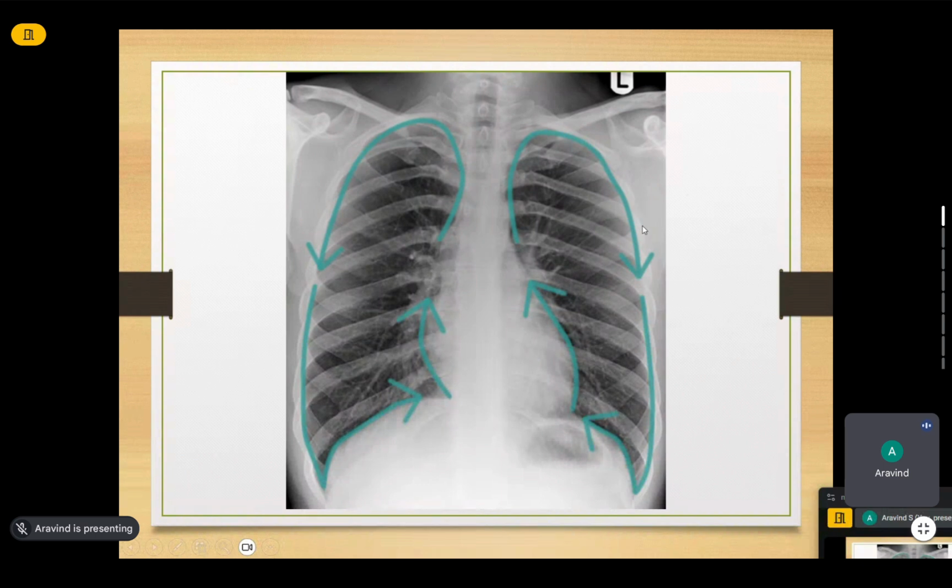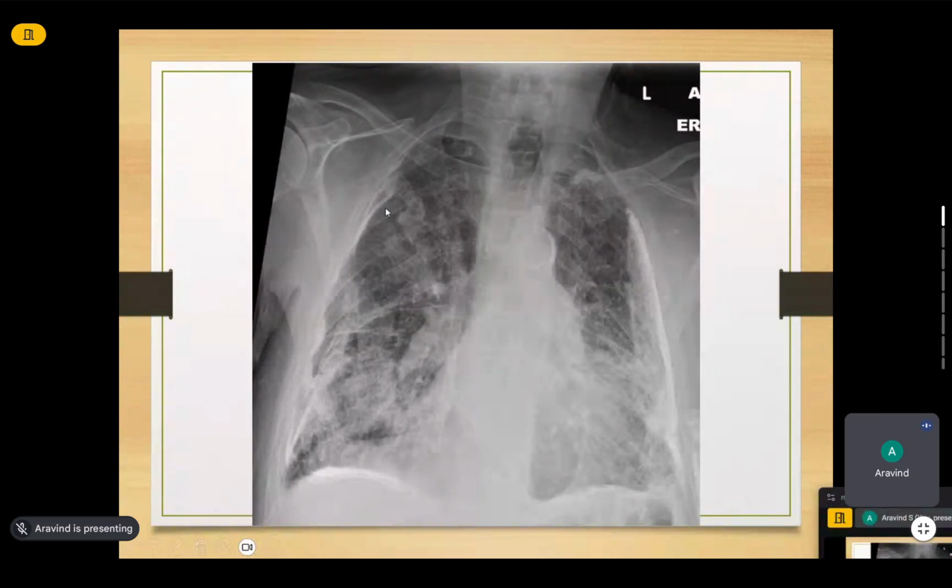You just look whether there is any opaque patch-like thing, or whether it is thickened, or whether it is calcified. Like that, you have to check. So usually pleura is not visible in chest X-ray, but if it is calcified or thickened, or if there is any pneumothorax or pleural effusion, you'll be able to see the pleura.